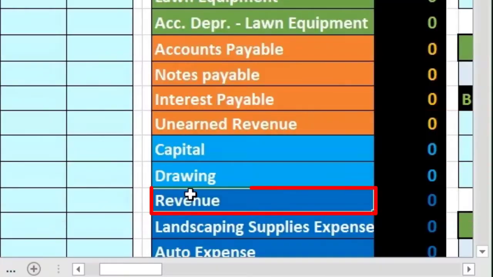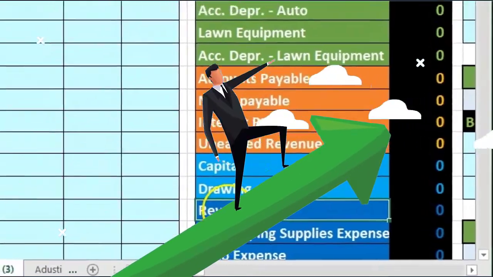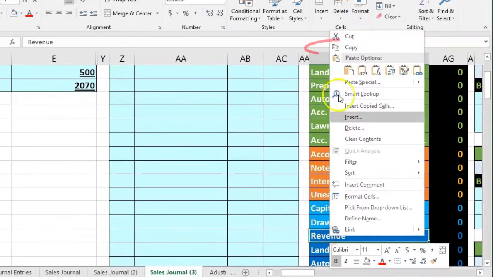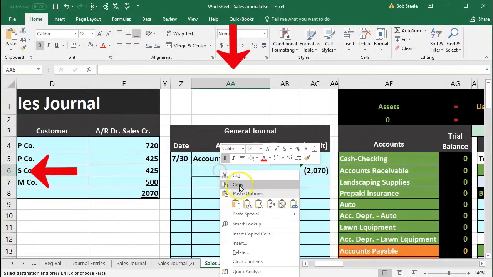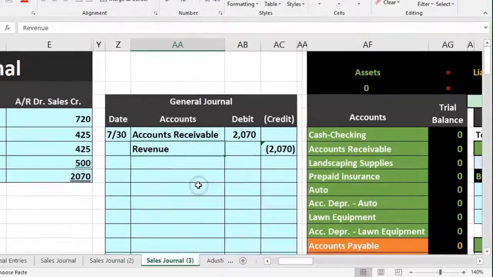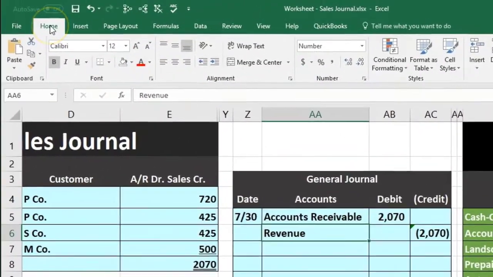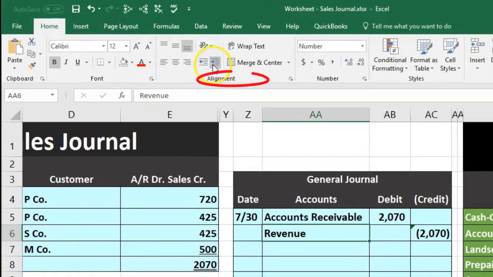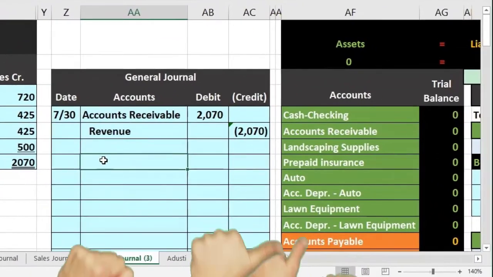So we're going to say it's the revenue. Revenue has a credit balance. We're going to make it go up by doing the same thing to it, which in this case is another credit. So we're going to copy that, put that up top in AA6, right click and paste. We could indent this just for formatting purposes by going to the Home tab, Alignment, and Increase Indent, or just double click on it and press spacebar 3 times. That's just for formatting purposes.